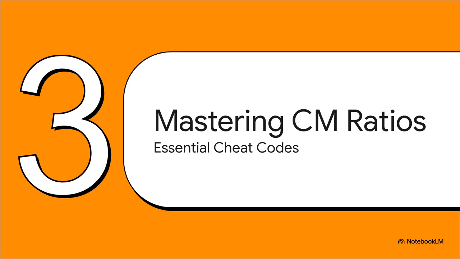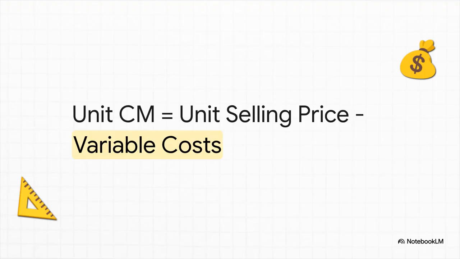Section 3, Mastering the CM ratios. Moving right along, we need to know how to measure this margin. Think of these next formulas as your essential cheat codes for quickly eliminating wrong answers on the multiple choice section. First up is the unit contribution margin. This is simply the unit selling price minus the unit variable cost. This formula measures exactly how much each individual unit sold contributes to covering those fixed costs we just talked about.